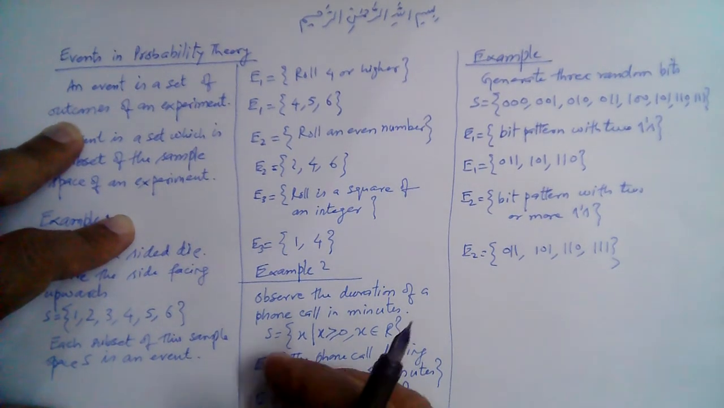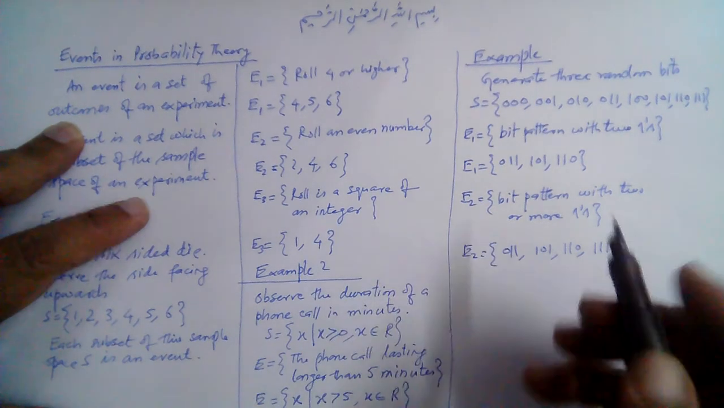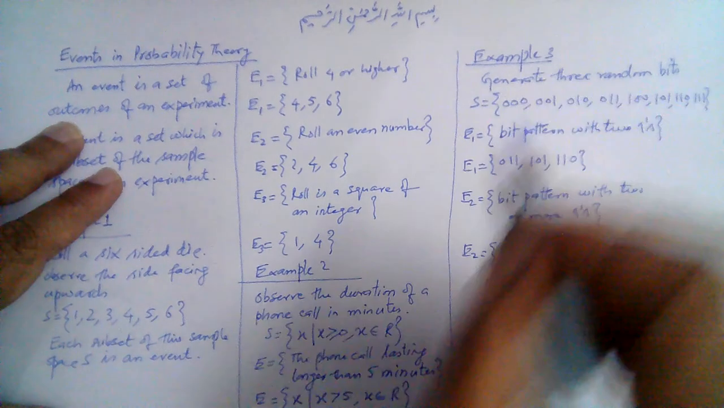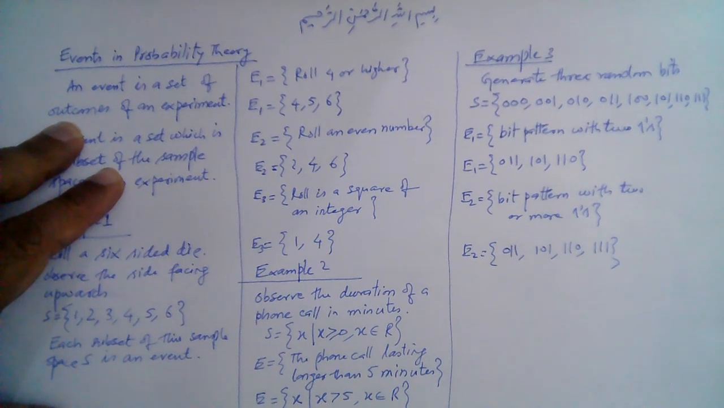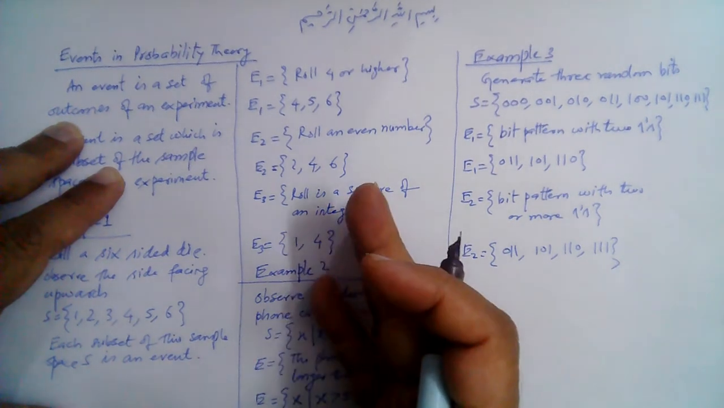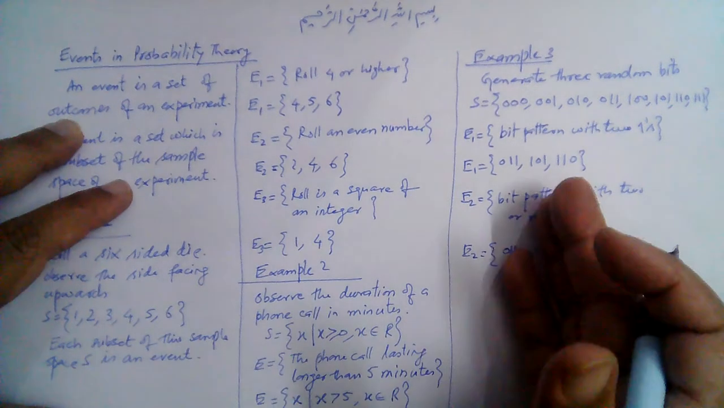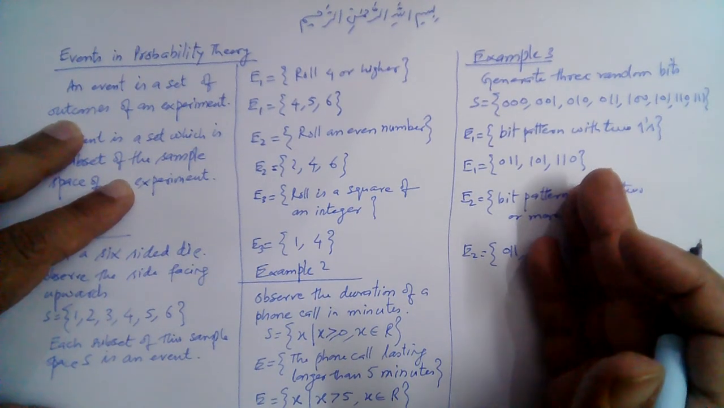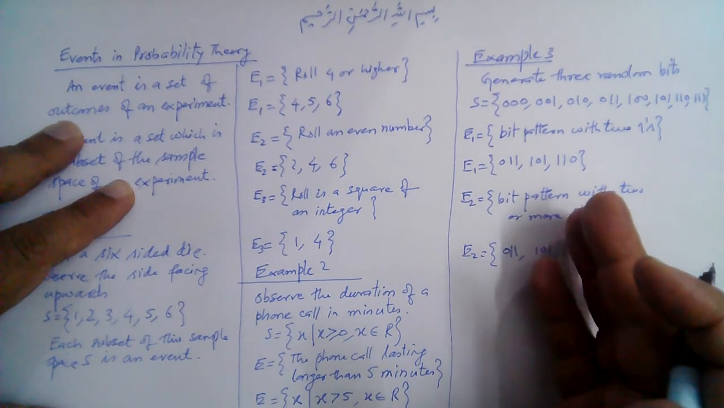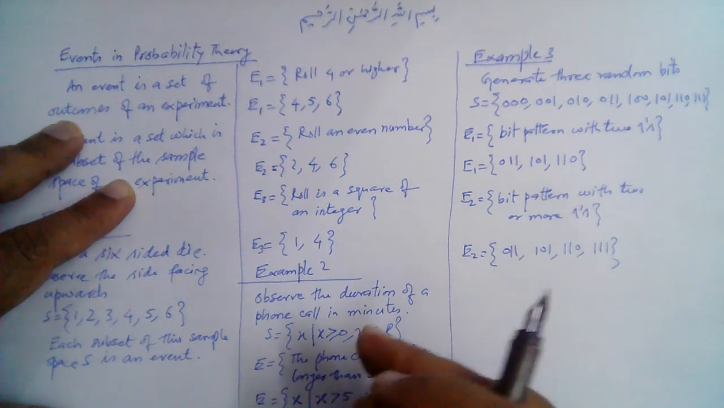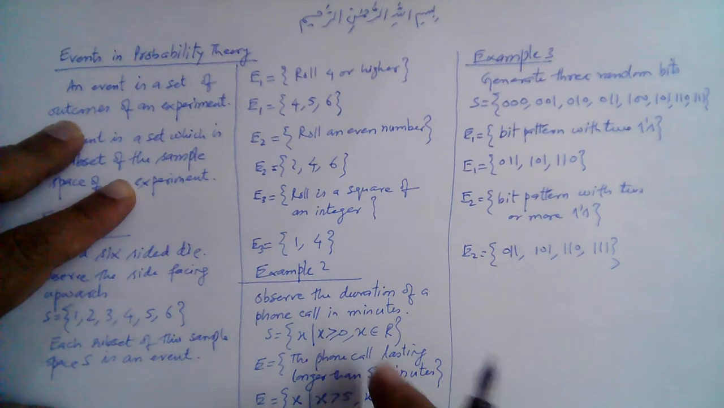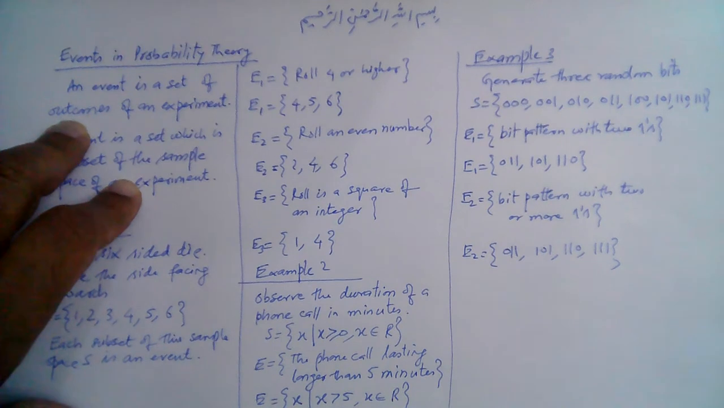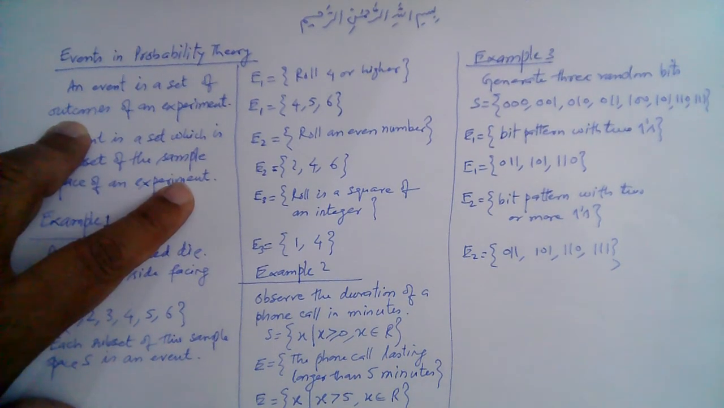So these are a few examples of events in probability theory, right? In example 1 and example 3, the sample spaces are discrete, and the event comprises a set of discrete numbers, while in example 2, the sample space is continuous and the event is over a continuous interval, right? So there are a few points that we can note about the events.